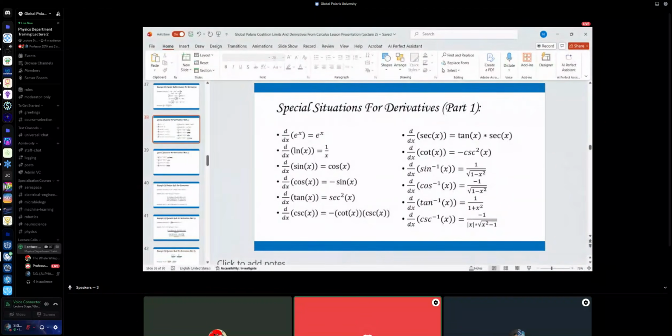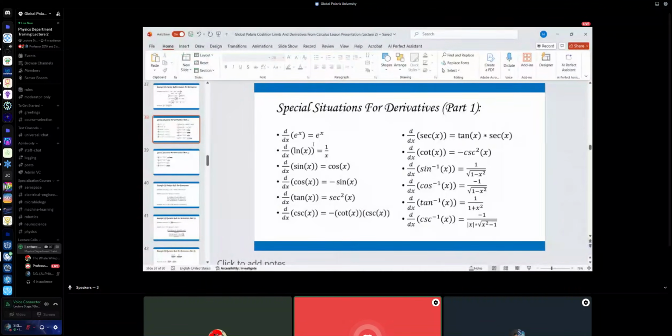But you can always look at YouTube. I know there might have been a video on YouTube that explained why e to the power x will remain e to the power x. So ln of x, the derivative of that is 1 over x. Then sine of x becomes cosine of x. Cosine of x becomes negative sine of x.